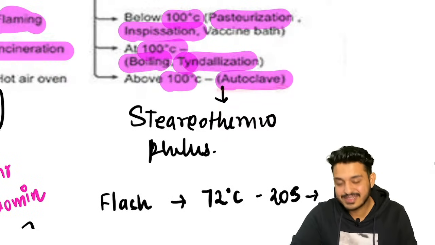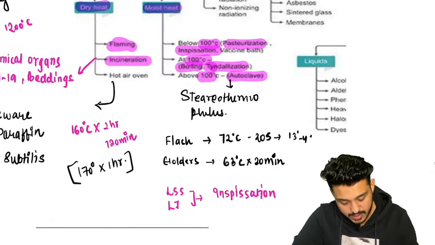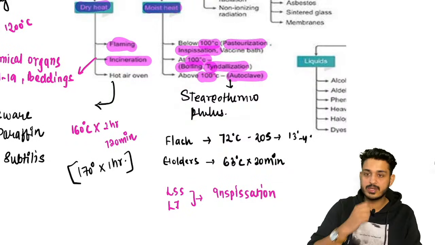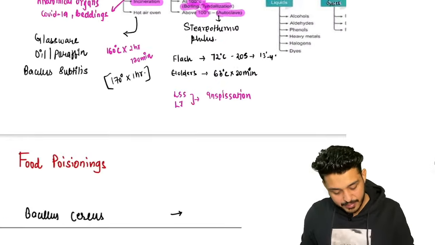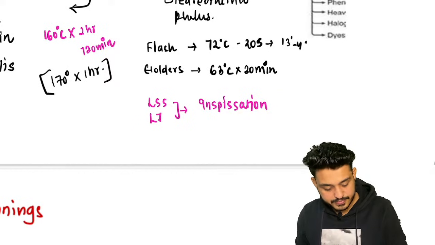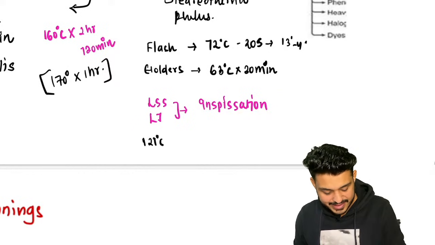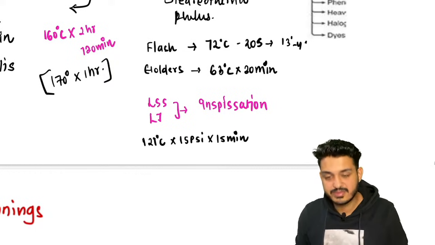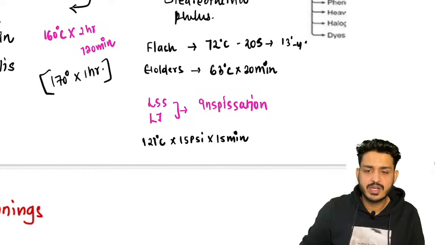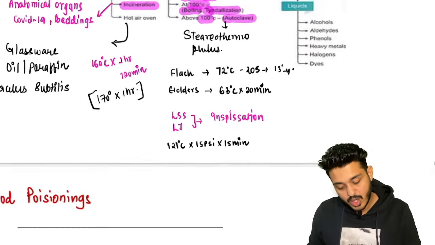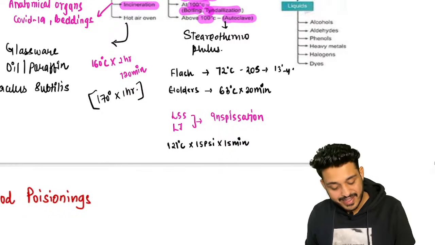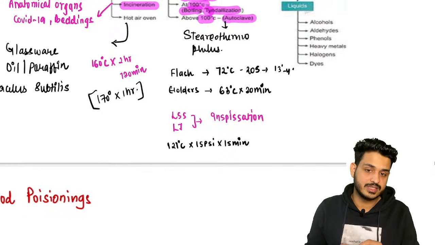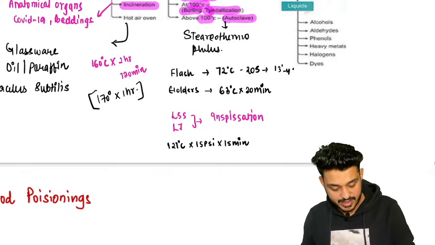More than 100 degrees Celsius is going to be autoclaving. Now the organism we are using as a control is Stearothermophilus. What is the temperature, beta? Temperature is 121 degrees Celsius. What is the psi? That is 15 psi. At what time? 15 minutes. 15 minutes, 15 psi, 121 degrees Celsius. Your answer will be autoclaving.